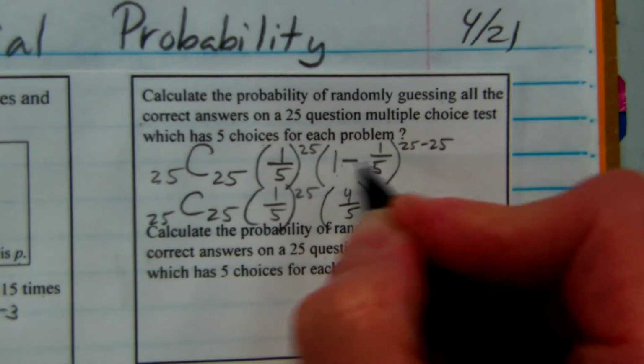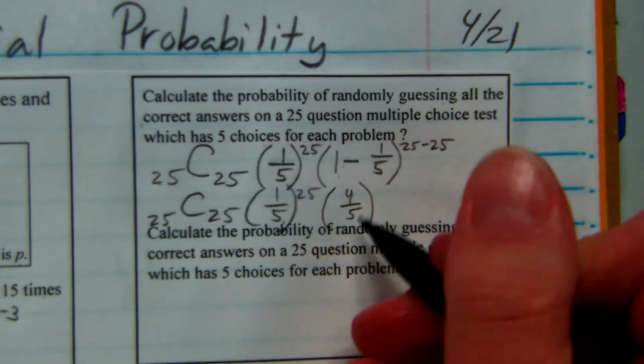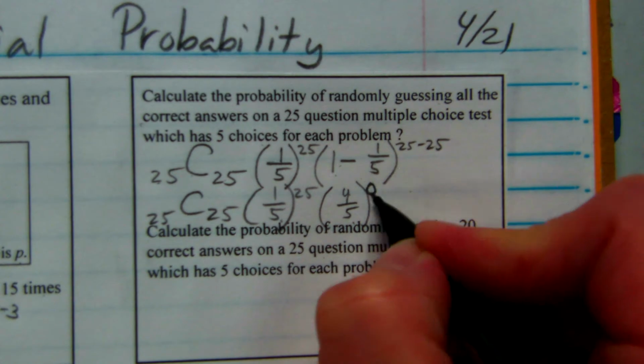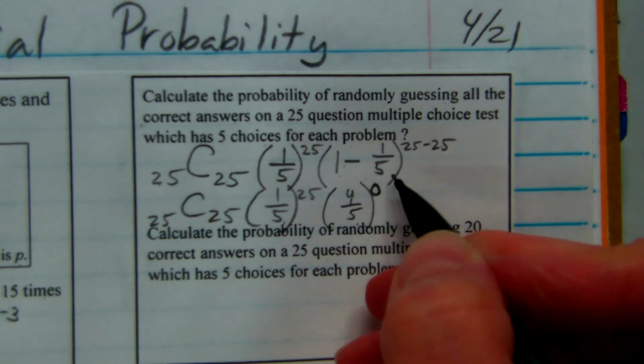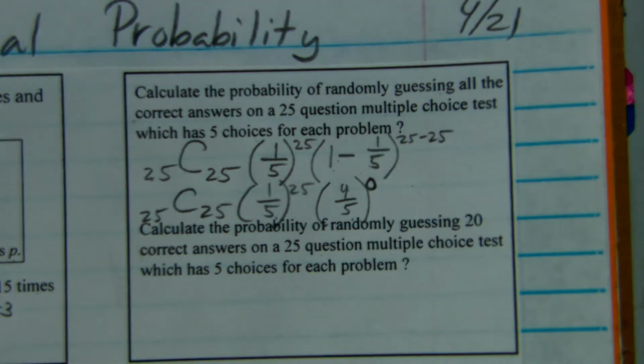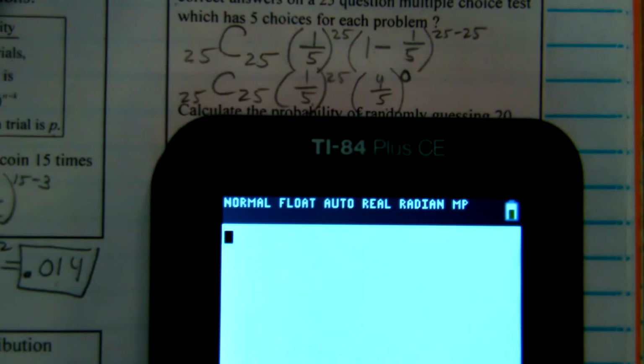And then 1 minus 1/5, we could go through lots of thinking about that, is just 4/5. This is the complement to the probability. If there's a 1/5 chance you'll get it right, there's a 4/5 chance you're going to get it wrong. And then that's going to be to the 0 power because we're trying to get all of these, and that actually turns that part into 1. But we'll go ahead and type the whole thing in just to illustrate that the calculator can do it.